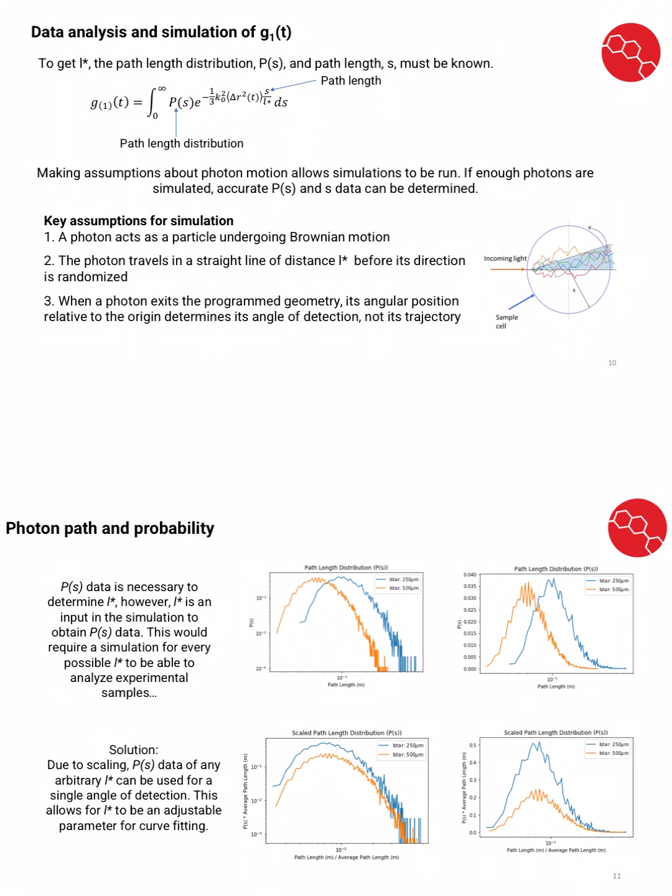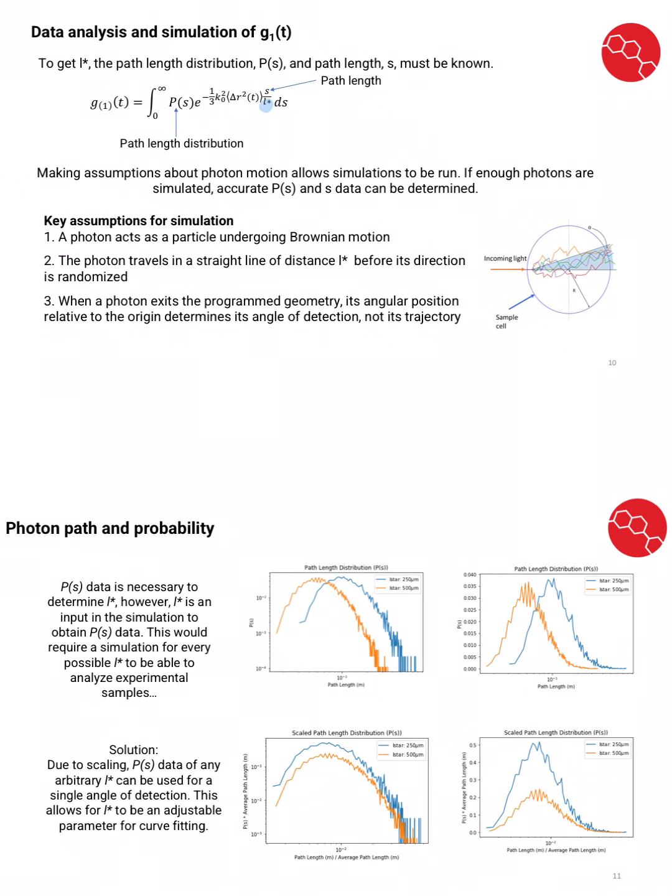The three key assumptions for this simulation are: a photon acts as a particle undergoing Brownian motion, the photon travels in a straight line of distance L star before its direction is randomized, and when a photon exits the programmed geometry, its angular position relative to the origin determines its angle of detection, not its angle of trajectory. So P of S data is necessary to determine L star, however L star is an input in the simulation to obtain the P of S data.